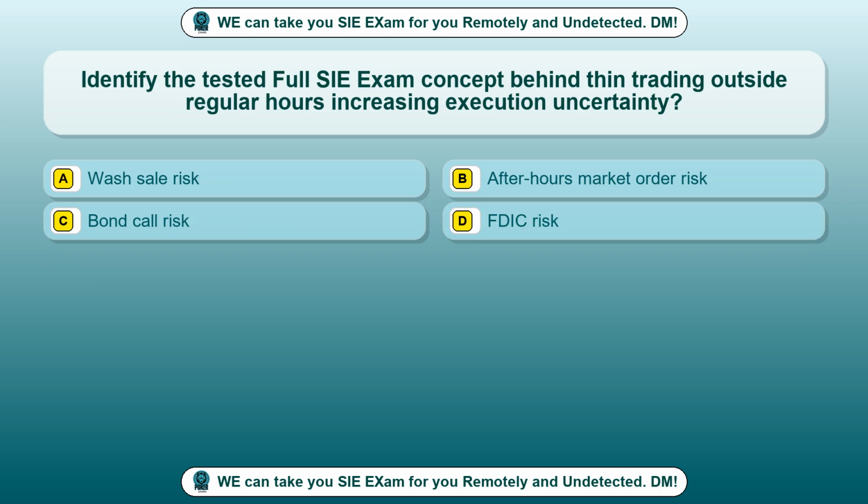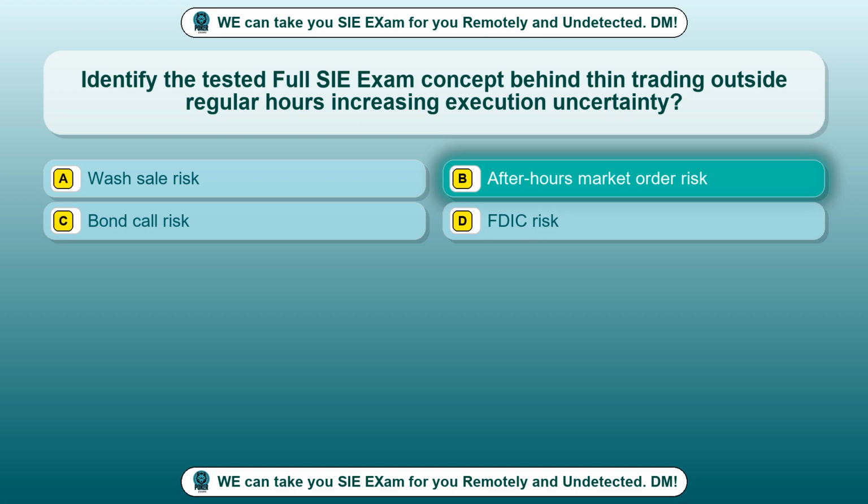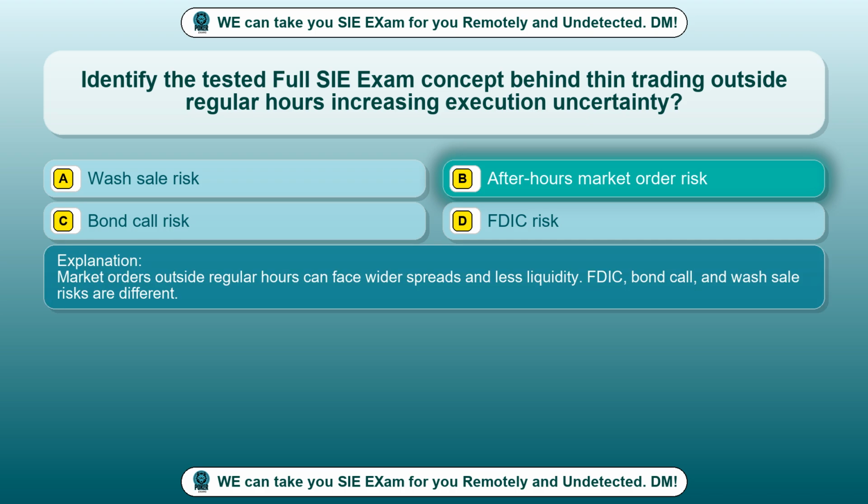Question 96. Identify the tested full SIE exam concept behind thin trading outside regular hours increasing execution uncertainty. Option A, wash sale risk. Option B, after hours market order risk. Option C, bond call risk. Option D, FDIC risk. The correct answer is option B, after hours market order risk. Market orders outside regular hours can face wider spreads and less liquidity. FDIC, bond call, and wash sale risks are different.